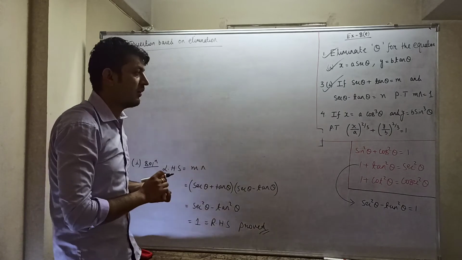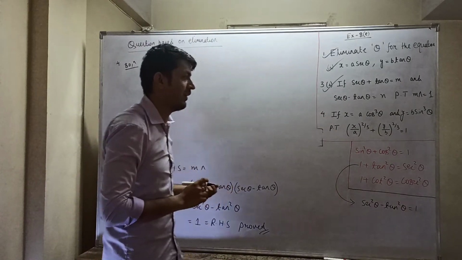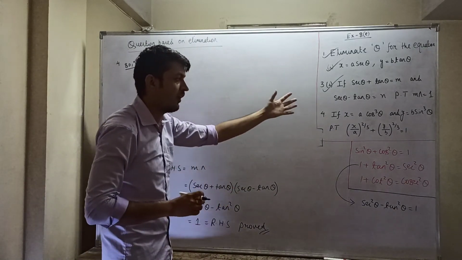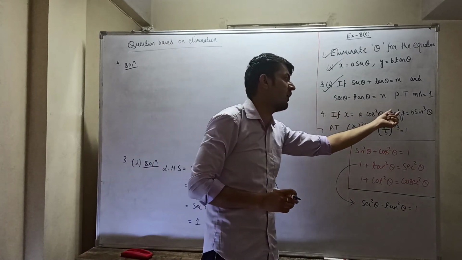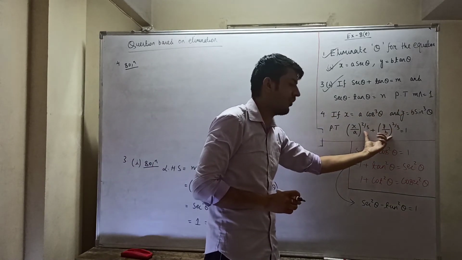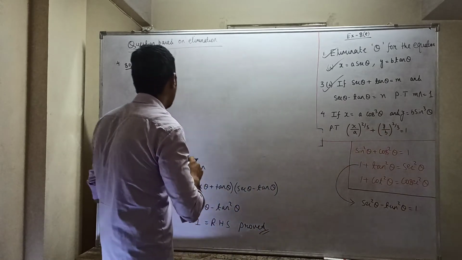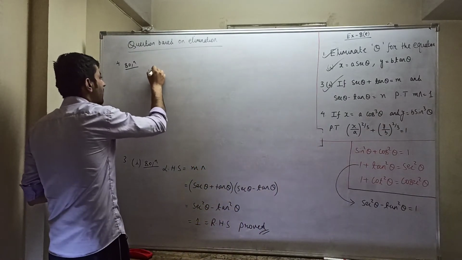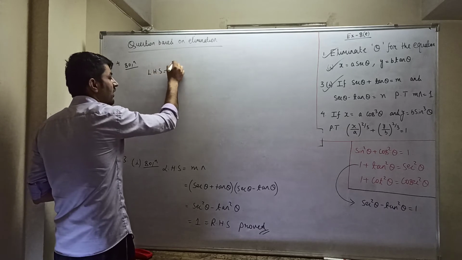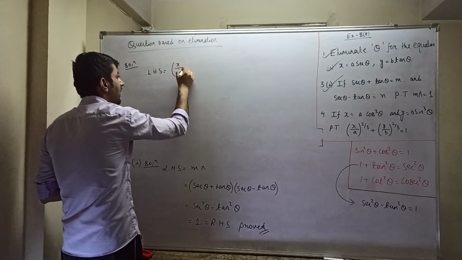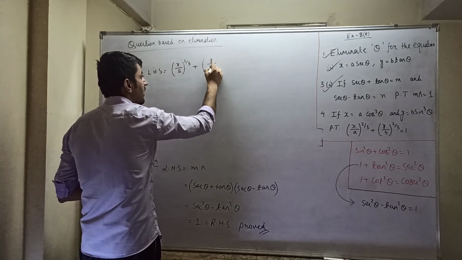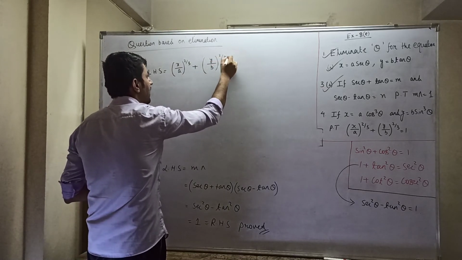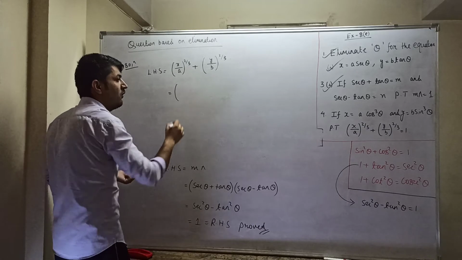Let's see what is given. Again, you start with your left hand side. The problem is the same: they ask you to eliminate theta only. So x is given to be this, y is given to be this. You have to prove this equation. So let us start with your analysis. What is your left hand side? You take (x by a) to the power 2 by 3 plus (y by b) to the power 2 by 3. So what is the value of x?